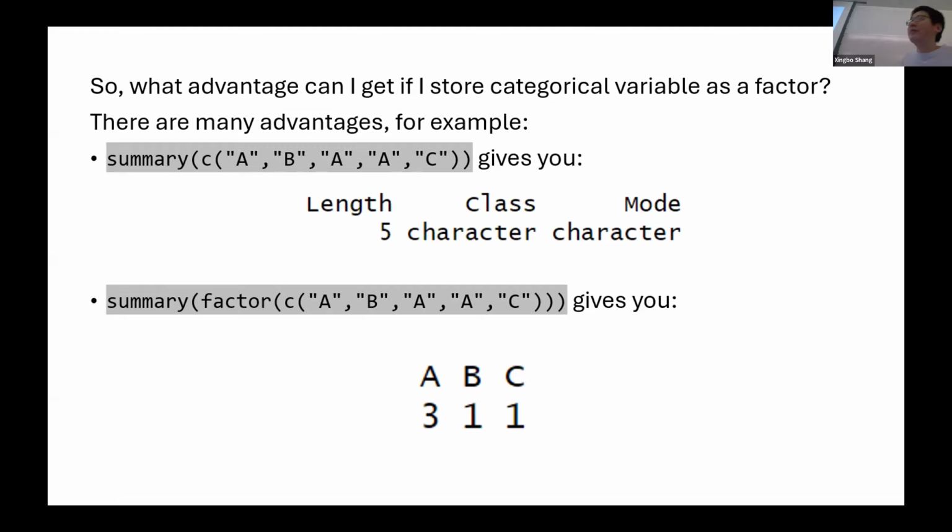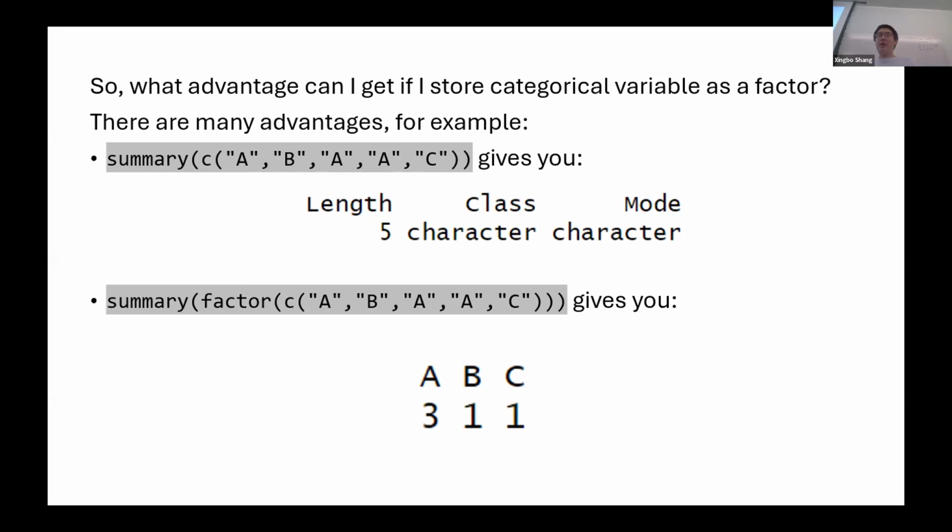Okay, it says length is 5. Kind of useful. Class character, I already know it when I define it. Mode character, just the same information again. I mean, it's useful to a certain extent, but let's see what happens if we pass it as a factor. Once we pass it as a factor and then ask R to summarize it, it immediately tells you, oh, there are 3 A in your data, 1 B in your data, 1 C in your data.